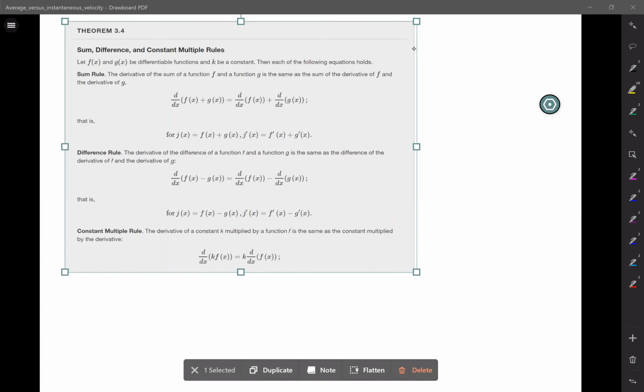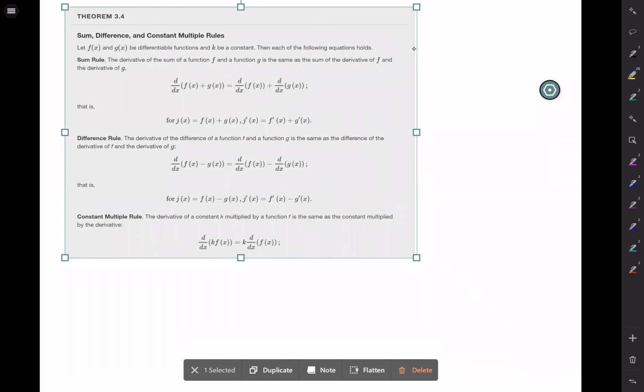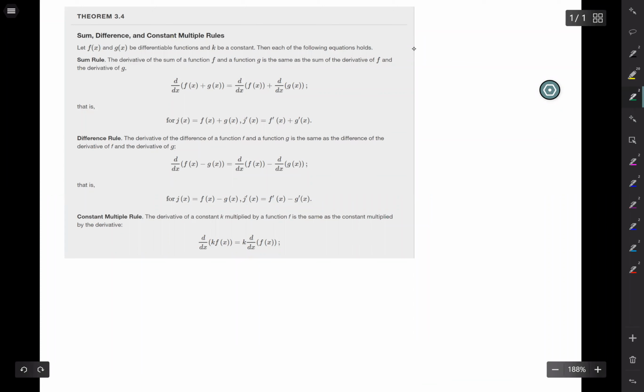Okay, in this example, I want to just discuss the sum, difference, and constant multiple rules. This theorem makes it look a lot more scary than it really is. All it's saying is that if you have two functions f and g and you have the sum of them, then when you take the derivative of the sum, it's the same as the sum of the derivatives.